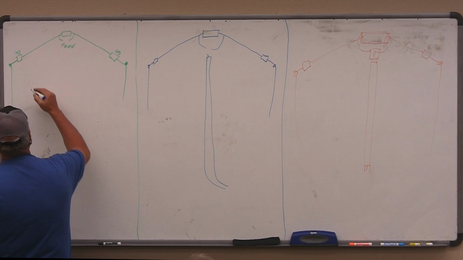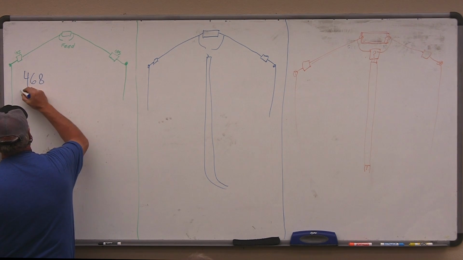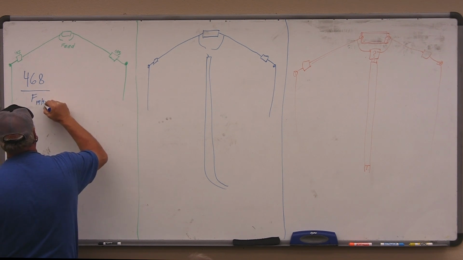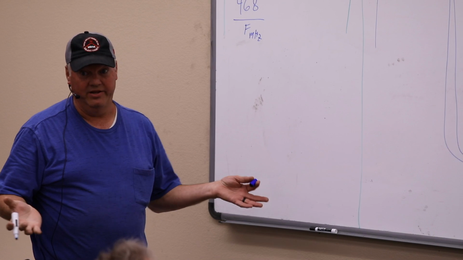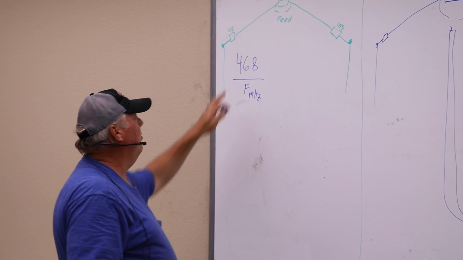So the bottom line is pretty simple. 468, and we're going to keep it right here, divided by frequency in megahertz, gives you the length in feet for a half wavelength, okay? So where did that number come from?